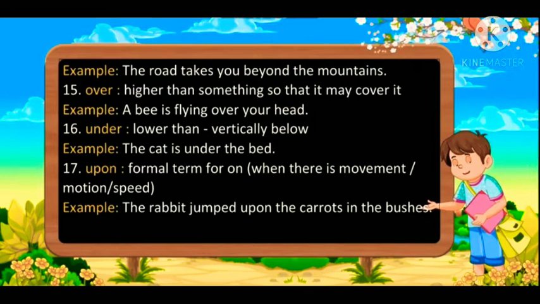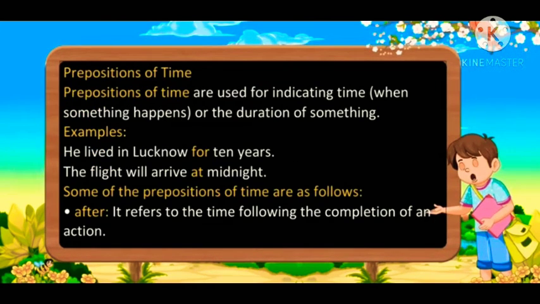Under means lower than or vertically below. Example, the cat is under the bed. Upon, formal term for on, where there is movement or motion or speed. Example, the rabbit jumped upon the carrots in the bushes. Now, this is all about prepositions of place and position.